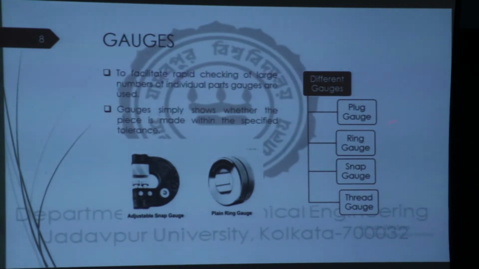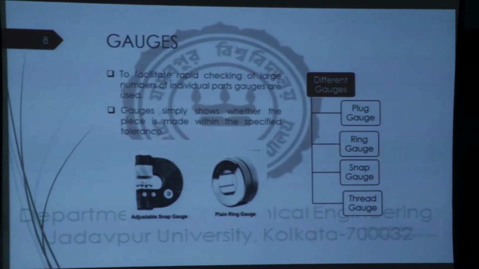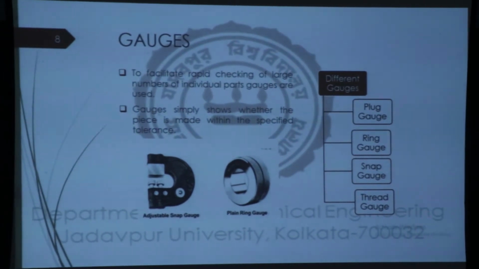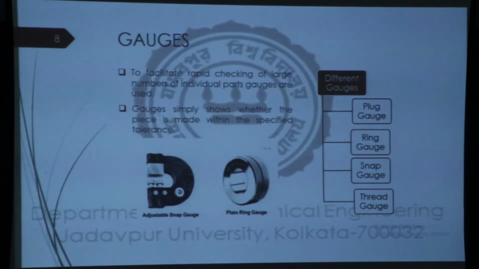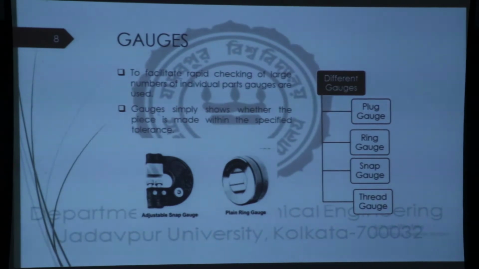Different types of gauges are there. Using gauges, you can immediately decide whether to accept or reject the job, even without the full dimension. Which one is this? These are thread gauges, right? These are thread gauges.